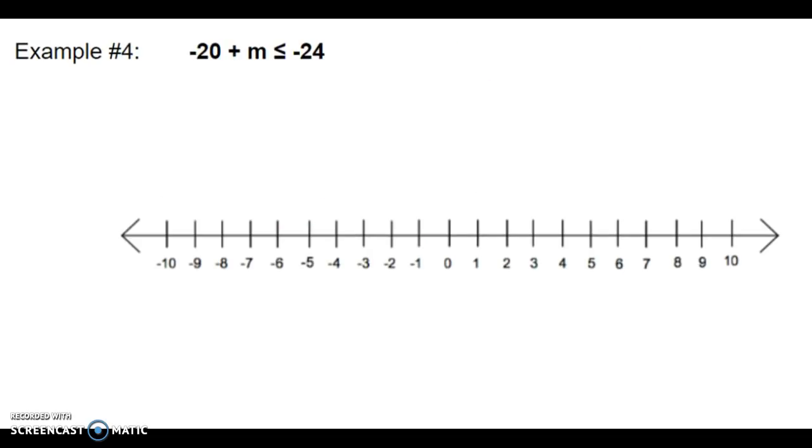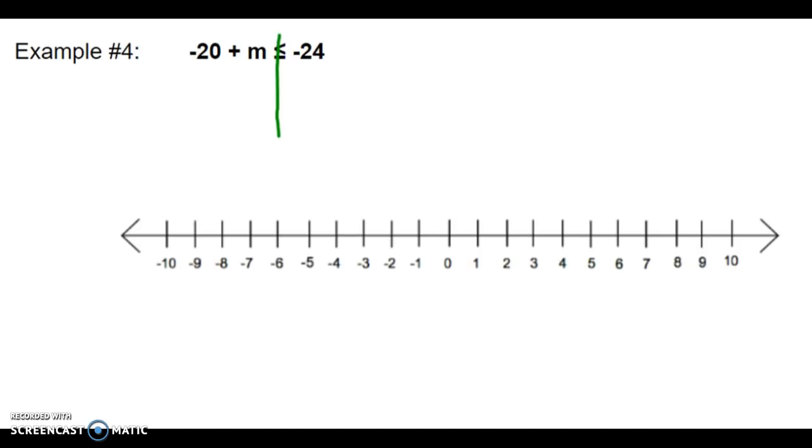Okay, example number 4. At this point, if you haven't really understood the first 3, you might want to consider asking questions.